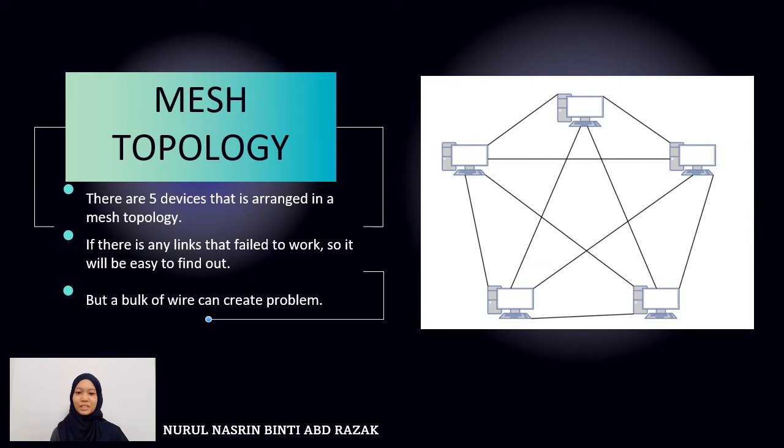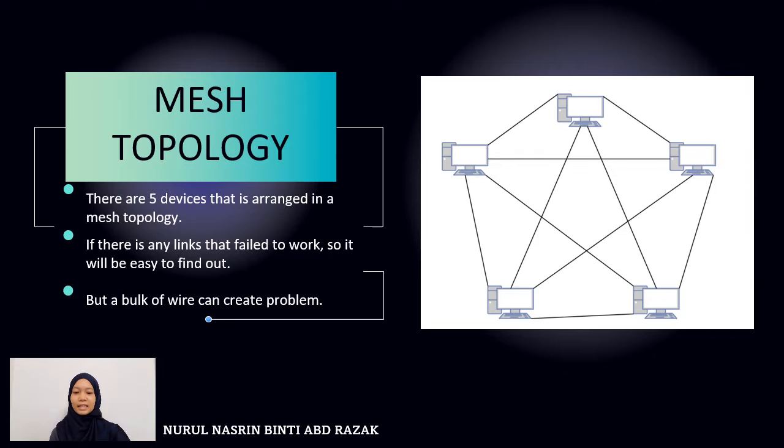Assalamualaikum and good day. So today I would like to explain about the mesh topology. There are 5 devices arranged in a mesh topology, which are device 1, device 2, device 3, device 4, and device 5. There are 10 links in the mesh topology that connect each device to another device, and each device has 4 links.